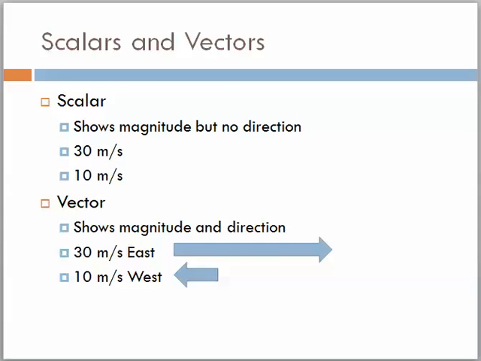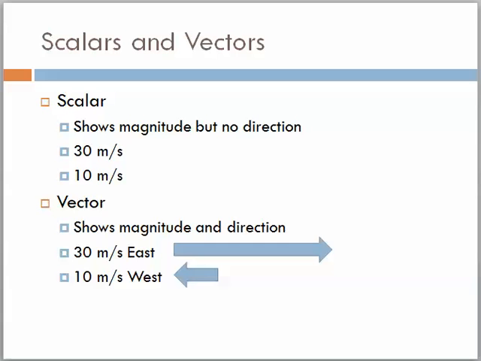Scalars and vectors. A scalar shows magnitude but no direction. Magnitude meaning the number and maybe the units, but it doesn't have to include direction. Something could be going 30 meters per second. Which way? We have no idea. It's just scalar. They're just telling us it's going 30 meters per second. It's like an absolute value.